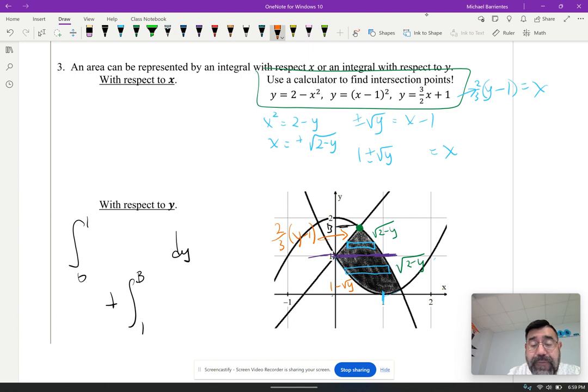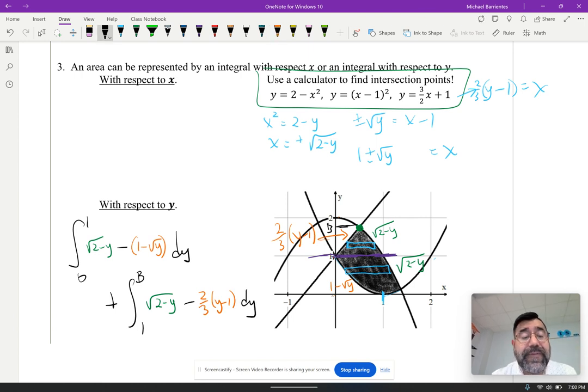So from 0 to 1, from y value 0 to y value 1, this is the right side, minus this is the left side. And then from 1 to 2, oh, not 1 to 2, 1 to b, this is the right side still. And then minus this is the left side, which was 2/3 y minus 1 dy.